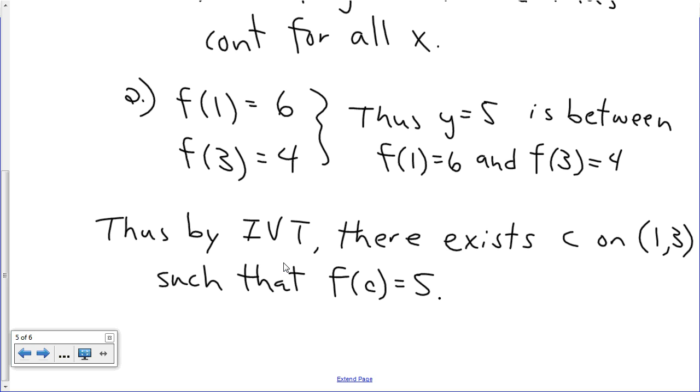Notice it doesn't tell us how to find that c value or what it is equal to. It just guarantees us that it exists. There is some c out there for which that's true.